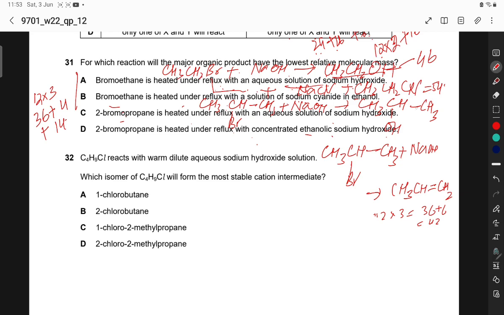This is again more, 36, 36 plus 16, this is also more. So D option is correct because its MR is 42, the lower MR.